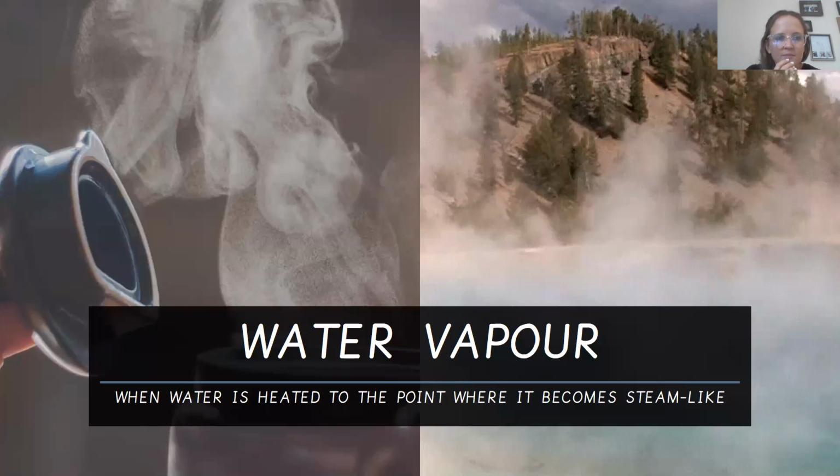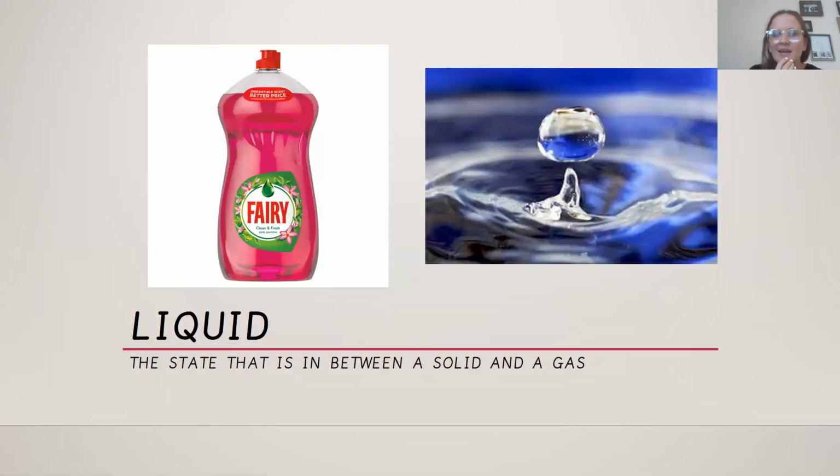Water vapor. So water vapor is when water is heated to the point where it becomes steam-like. And that vapor is obviously the water changing into a gas. It becomes like steam. Liquid is the state that is in between a solid and a gas. So it's not a solid thing, it's not a gas, it's a liquid. It's the in-between state of something.